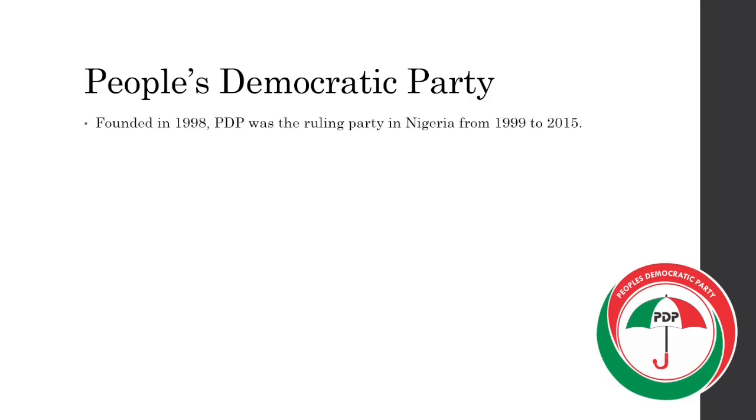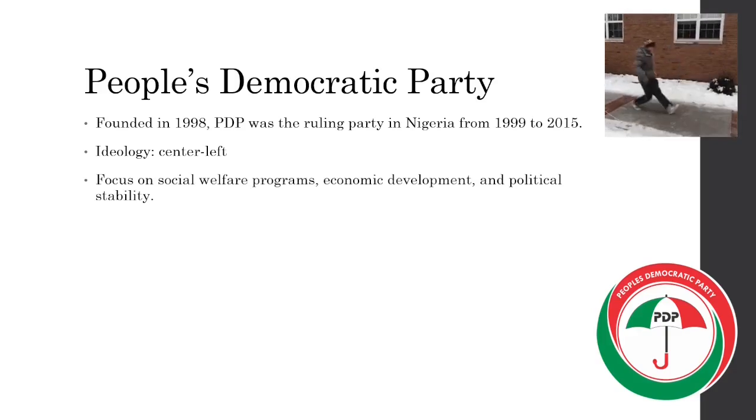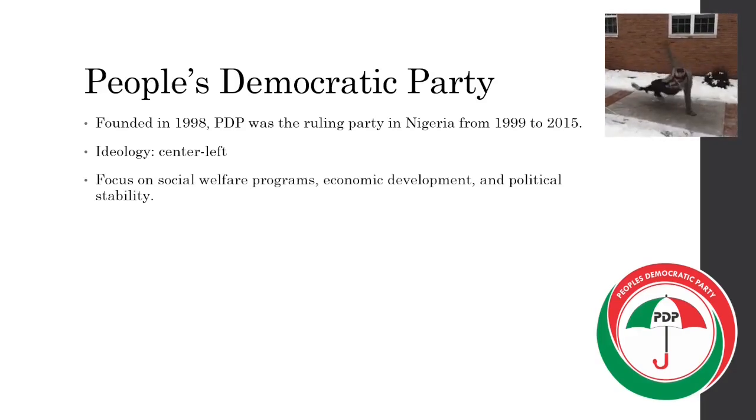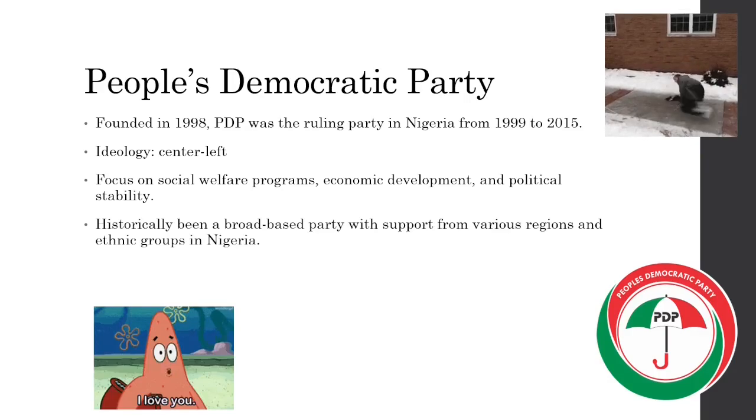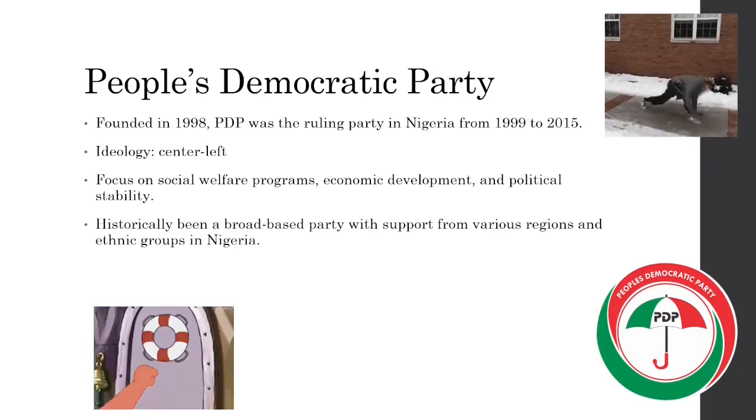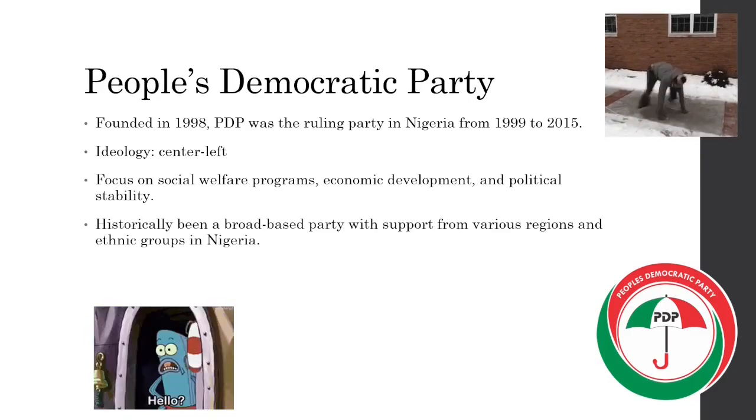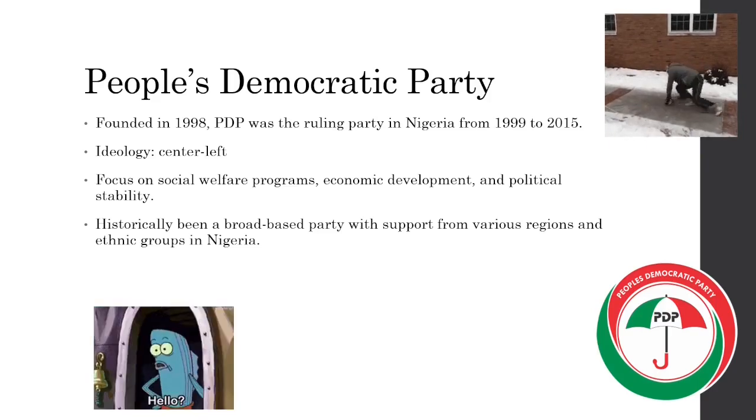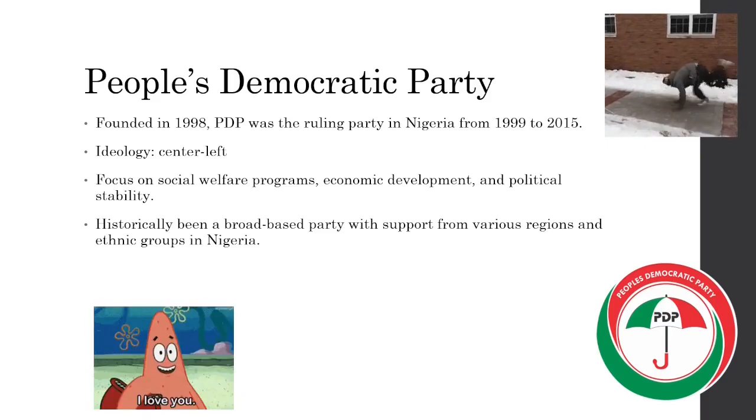It was founded in 1998, so it's a little older, and it was the ruling party for 16 years. It's more center-left, Democratic Party. Democratic parties are more center-left, and they focus on social welfare programs, economic development, and political stability. They've historically been a broad-based party, though, kind of like a catch-all party with support from various regions and ethnic groups in Nigeria. So it very much could fit the definition of a catch-all party.